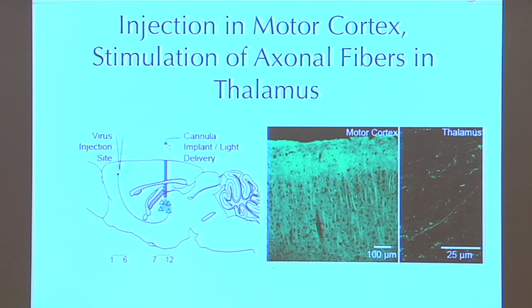And so we chose to try out a strategy where we inject the virus into the motor cortex while stimulating at the site of its axonal projection target, which allows us to select for three different criteria. One, its genetic identity. Two, its cell body location. Three, its axonal projection target location.